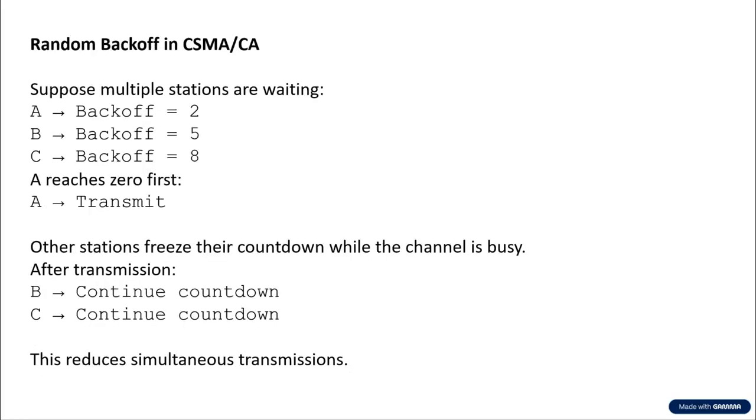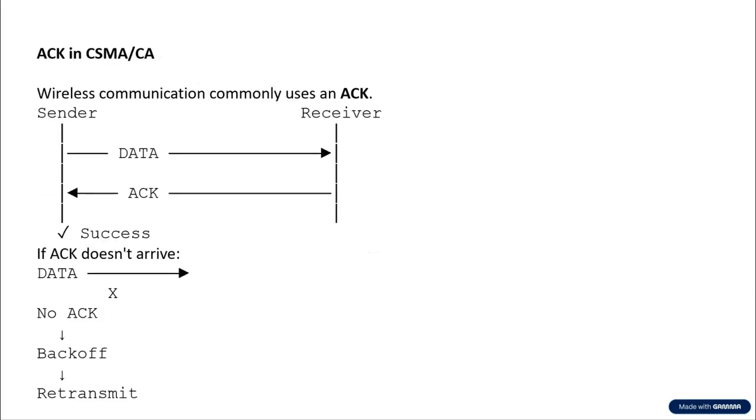What is random back off in CSMA/CA? Suppose multiple stations are waiting. Every station will choose a random back off counter. For example, A's back off counter is 2, B's back off counter is 5, C's back off counter is 8. So A reaches 0 first. Countdown starts 2, 1, 0. For B, countdown starts 5, 4, 3, 2, 1, 0. So A will reach 0 first. Other stations freeze their countdown while the channel is busy. This reduces simultaneous transmissions in CSMA/CA.